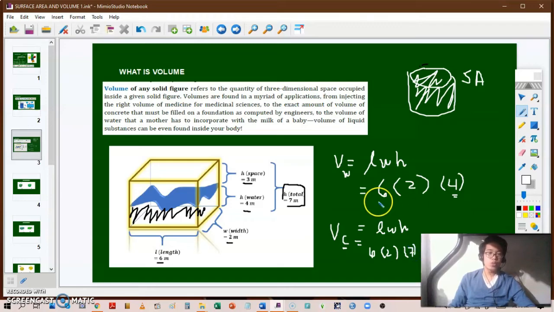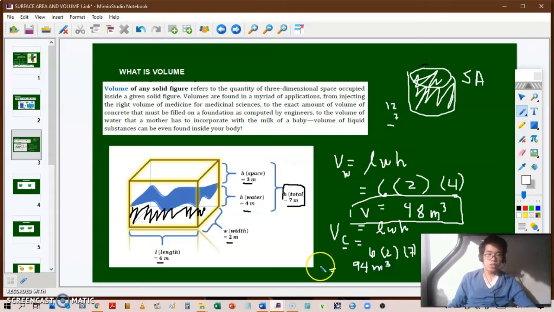So 6 times 2 is 12, and 12 times 4 gives you 48. Since the unit here is meters, we use cubic meters. So the volume of the water inside the container is 48 cubic meters. How about the volume of the container itself? That's 6 times 2, which is 12, and 12 times 7, which is 84. So that's 84 cubic meters. This is the volume of the container. Very easy.